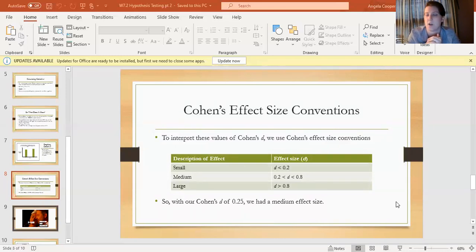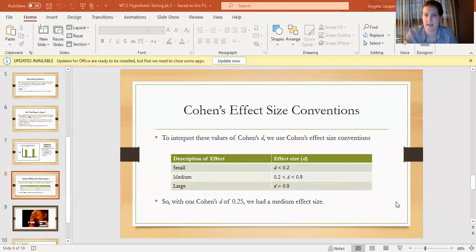So if you have a Cohen's d of negative 0.19, 0.1, or negative 0.005, those are all considered small effect sizes. If your number for Cohen's d is between 0.2 and 0.8, then it's considered medium. So negative 0.6 would be medium, a positive 0.7 is medium, negative 0.35 is medium, etc.